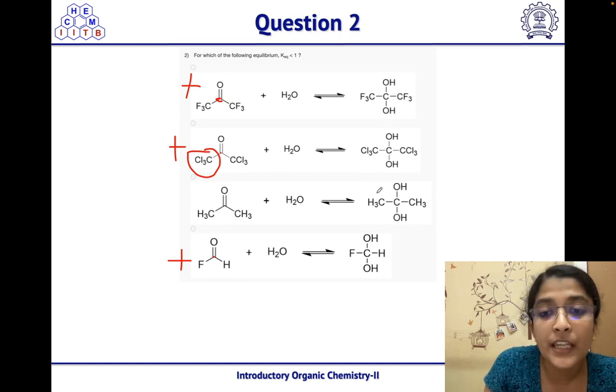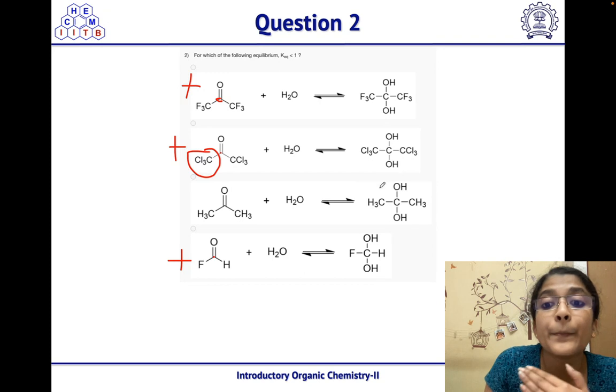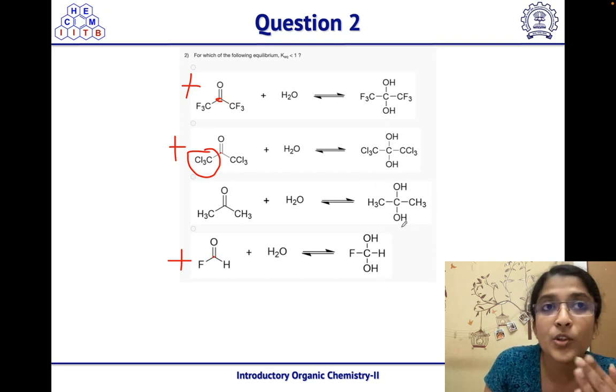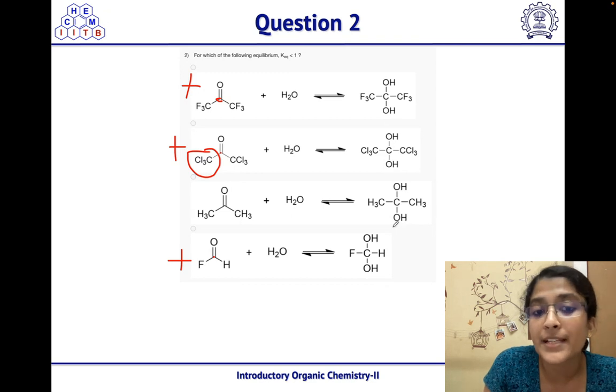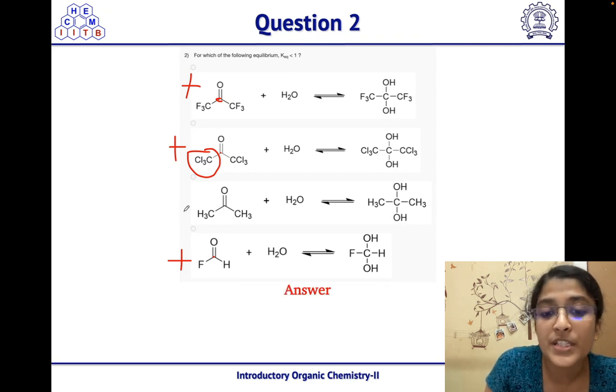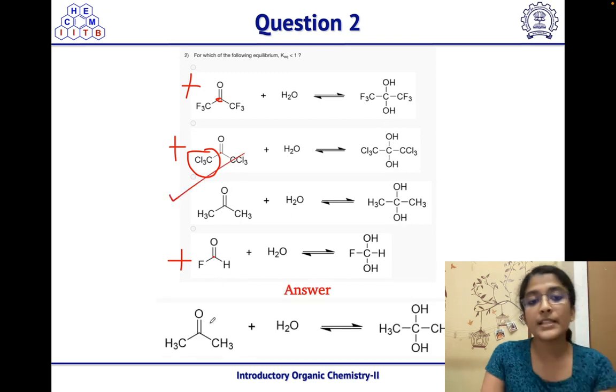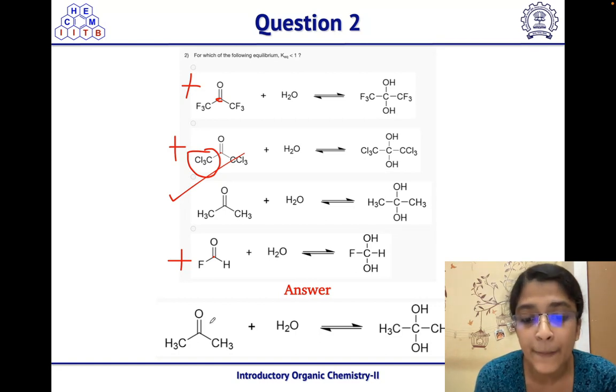So as we have seen, K equilibrium means concentration of product divided by concentration of reactant. Here concentration of product will be less. So if product concentration is less, then K equilibrium will be less than 1. So the correct option will be this one. Is this clear?